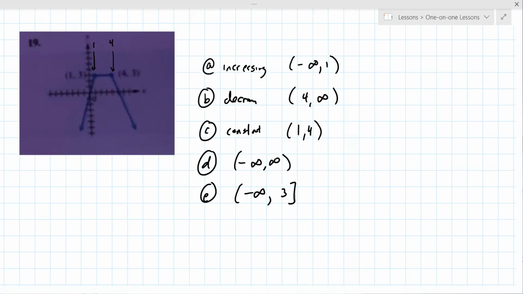35. All right, I have to get caught up to you here. So we're going to a different page. 35. Symmetric with respect to the x-axis, y-axis, or the origin. Okay.